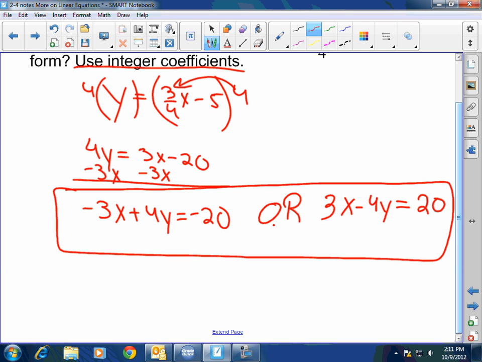So getting into standard form, I want the x and the y's together on one side, and I want the coefficients of the x and the y to be integers. Okay? That makes sense, guys? You good? Okay.